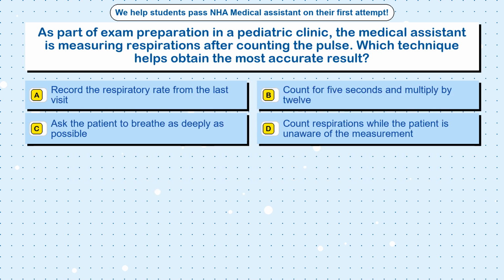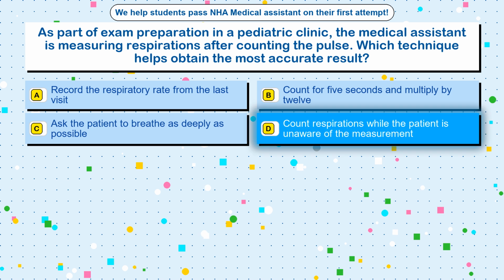Question 37. As part of exam preparation in a pediatric clinic, the medical assistant is measuring respirations after counting the pulse. Which technique helps obtain the most accurate result? Option A. Record the respiratory rate from the last visit. Option B. Count for 5 seconds and multiply by 12. Option C. Ask the patient to breathe as deeply as possible. Option D. Count respirations while the patient is unaware of the measurement.